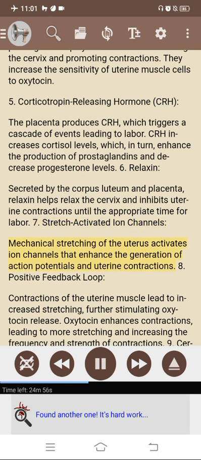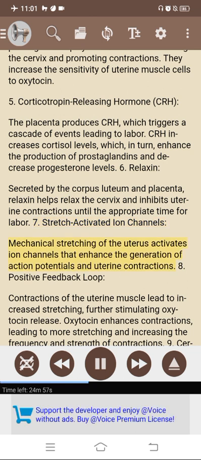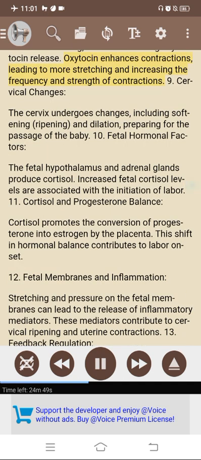7. Stretch-activated ion channels. Mechanical stretching of the uterus activates ion channels that enhance the generation of action potentials in uterine contractions. 8. Positive feedback loop. Contractions of the uterine muscle lead to increased stretching, further stimulating oxytocin release. Oxytocin enhances contractions, leading to more stretching and increasing the frequency and strength of contractions.